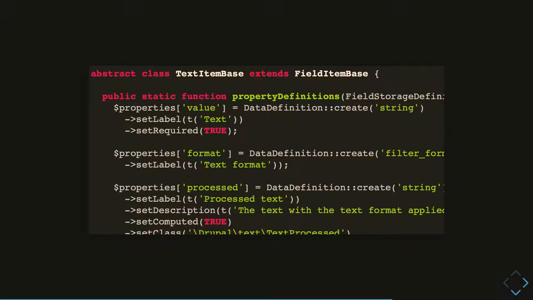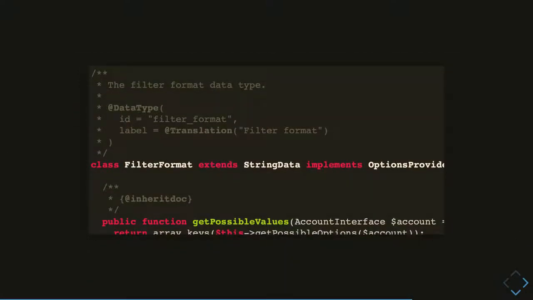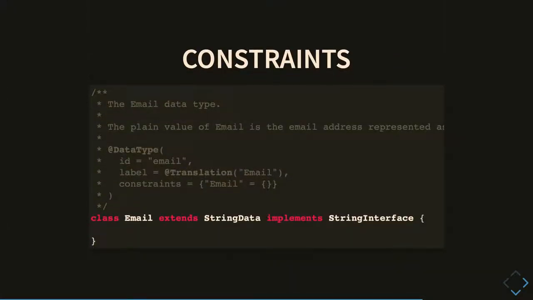So for example, in the body field, we have the value, we have the format, and we have another special one called process. And the actual field object needs to tell the builder system, okay, this is the property of the value, this is the property of the format, and this is another special property called process. So every field class has this. At the end of that are data type plugins. So when we're looking at our text filter, this is the actual object that wraps the filter that gives us our possible values. And it's annotated with an identifier for that data type, the filter format. This is also where we define the constraints for validation.